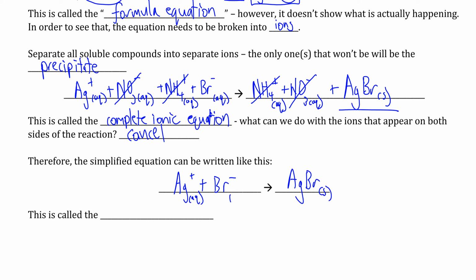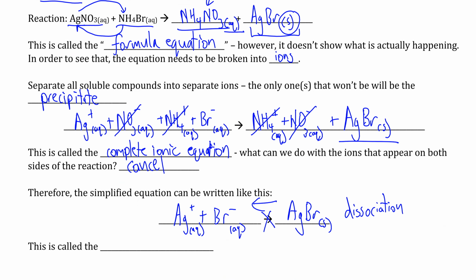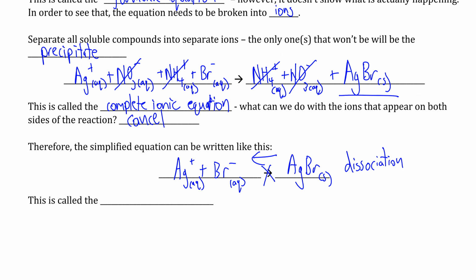Now, if we take this equation and flip it, so if we have it going the other way, this is what we call a dissociation reaction, which we've already seen. So we can see that simply by taking a formula equation, breaking it down into the complete ionic equation by identifying which ionic compounds will dissociate completely and removing ions that appear on both sides, we can discover a simple dissociation reaction that we see here.